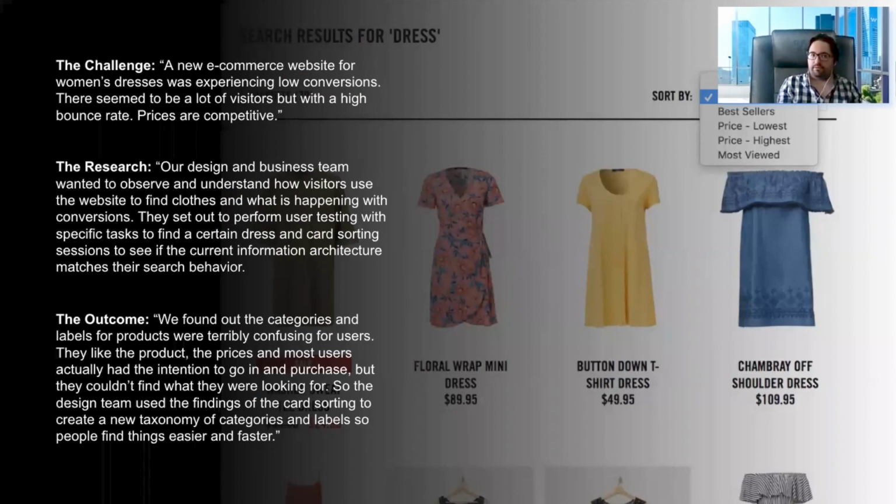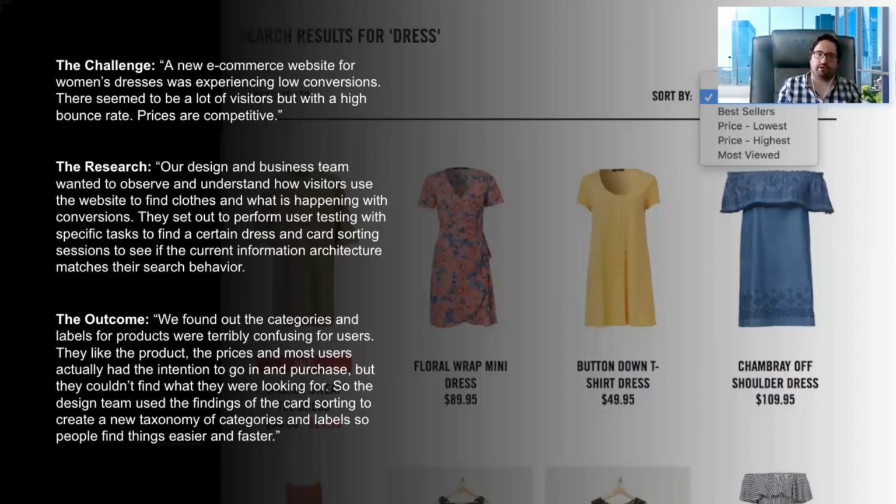Another example was an e-commerce website for women's dresses that was experiencing low conversions. Again, coming back to the techniques, the analytics showed that you had a lot of visitors, but they had a high bounce rate. They landed on the website, a lot of people were interested in going to it, but the sessions were very short and people just bounced. The first thing you think is that maybe they find the prices expensive, but a previous benchmark, another technique you can use for research, tells you that the prices are competitive. So what is going on?